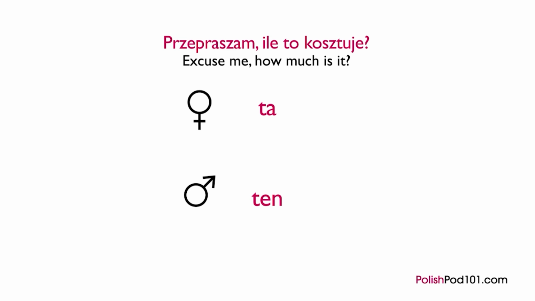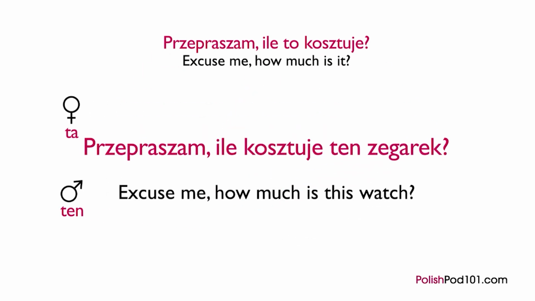For example, a watch is masculine. Zegarek. Przepraszam, ile kosztuje ten zegarek? Excuse me, how much is this watch?